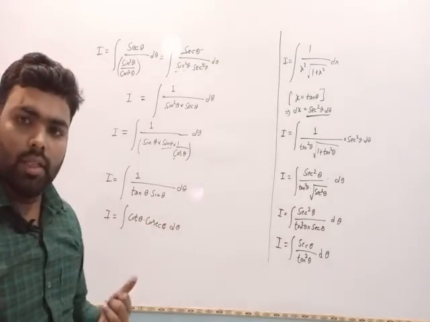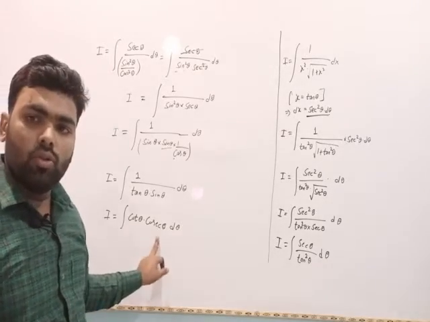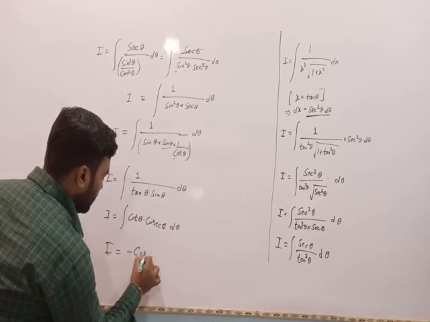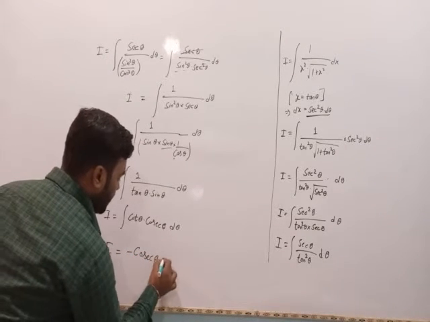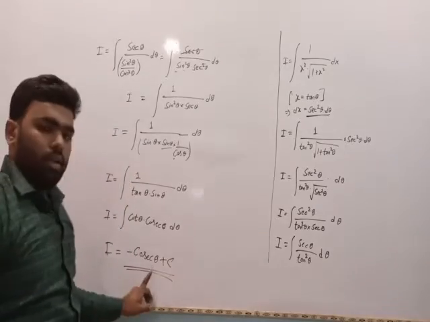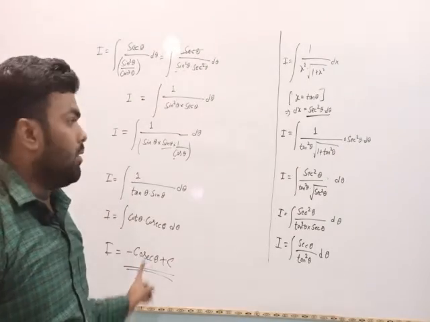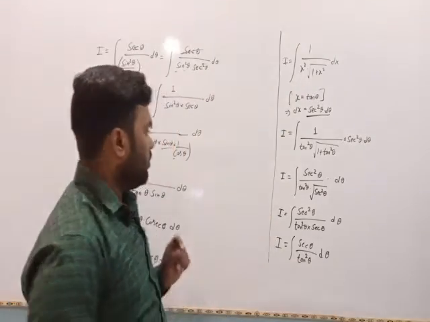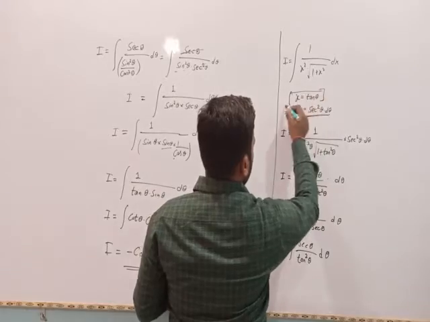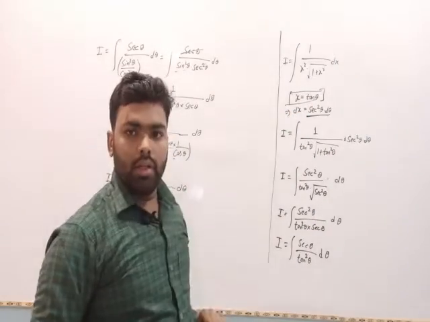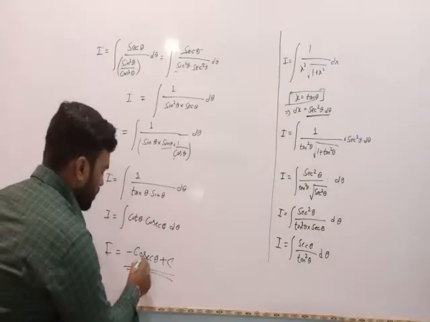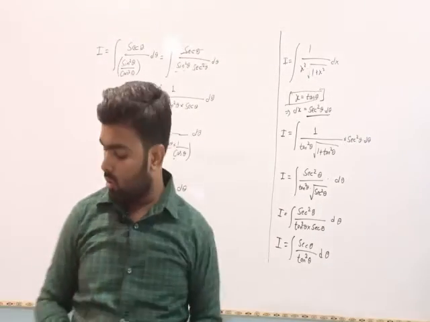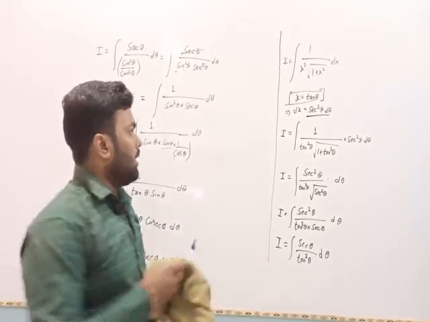Now what is the integration of cot theta into cosec theta? This is minus cosec theta plus c. This will be our answer of the integral in the form of theta, but we need to convert it into the form of x. So we will remember our substitution. We have taken x is equal to tan theta. Now how can we substitute cosec theta with the substitution of tan theta in terms of x? Let us check it here.